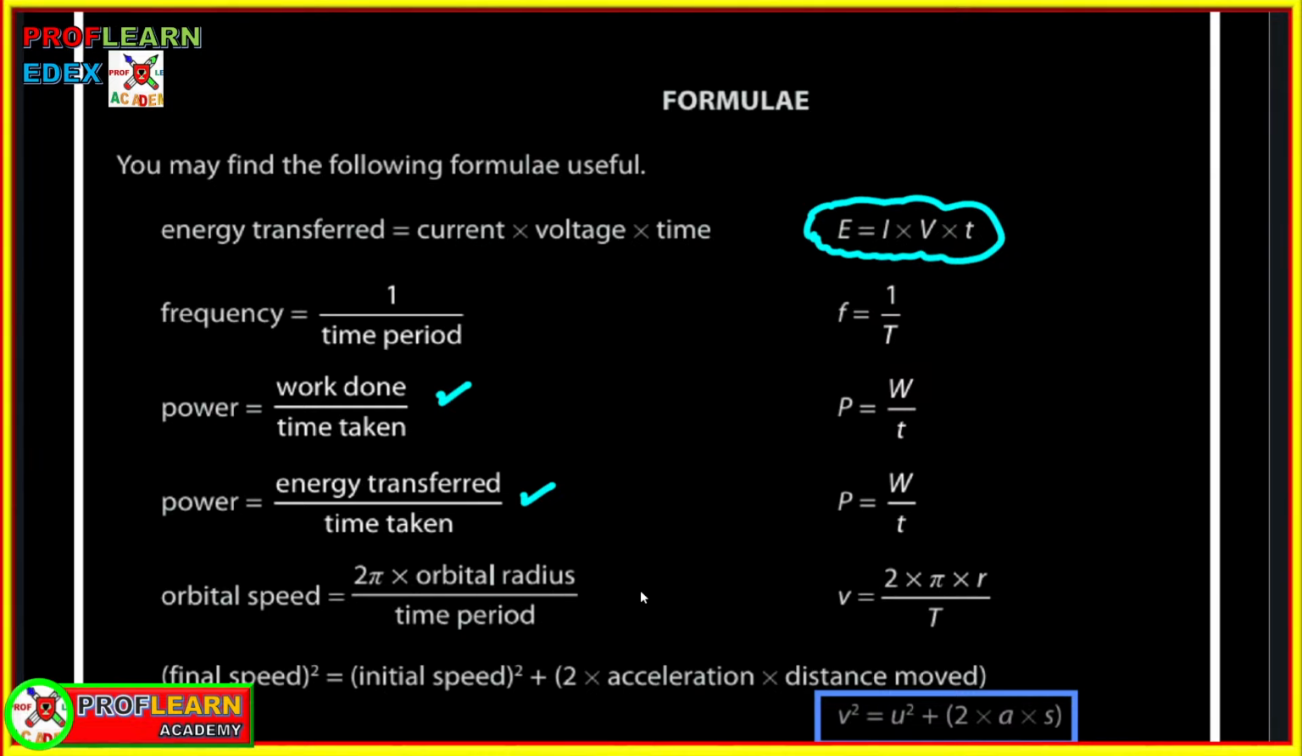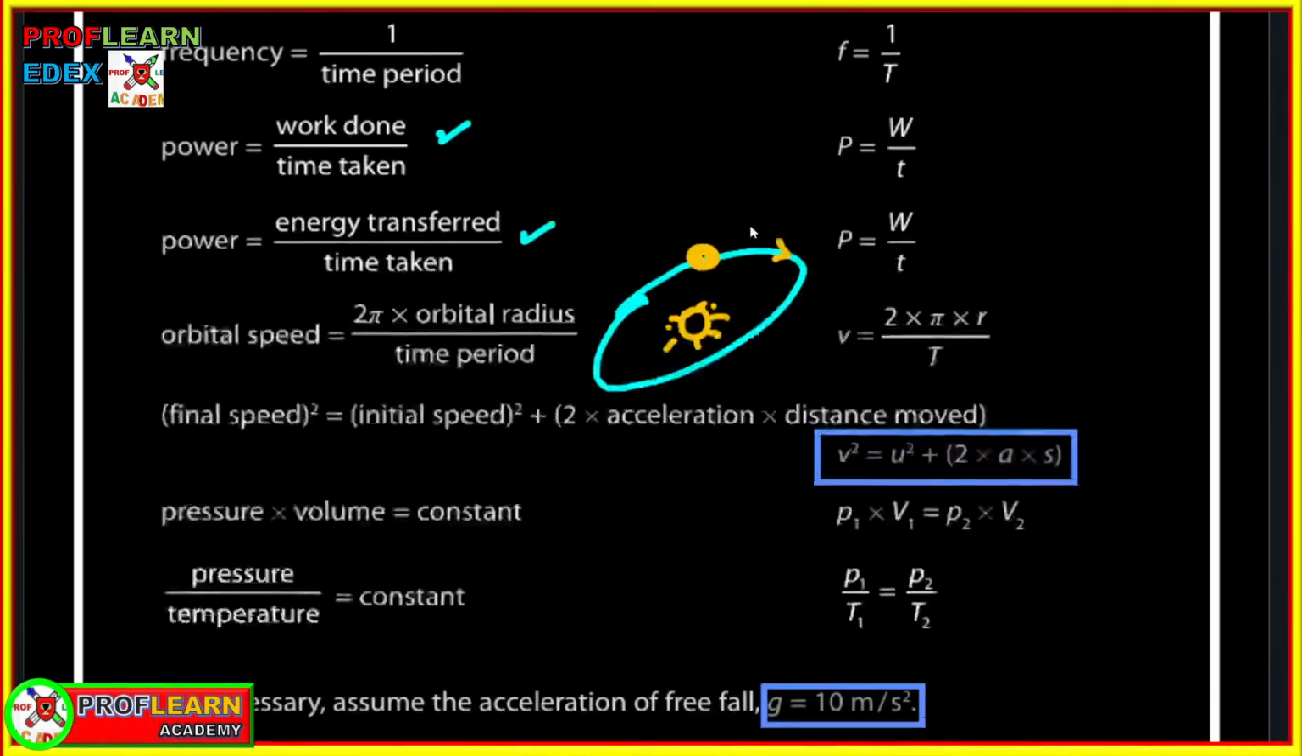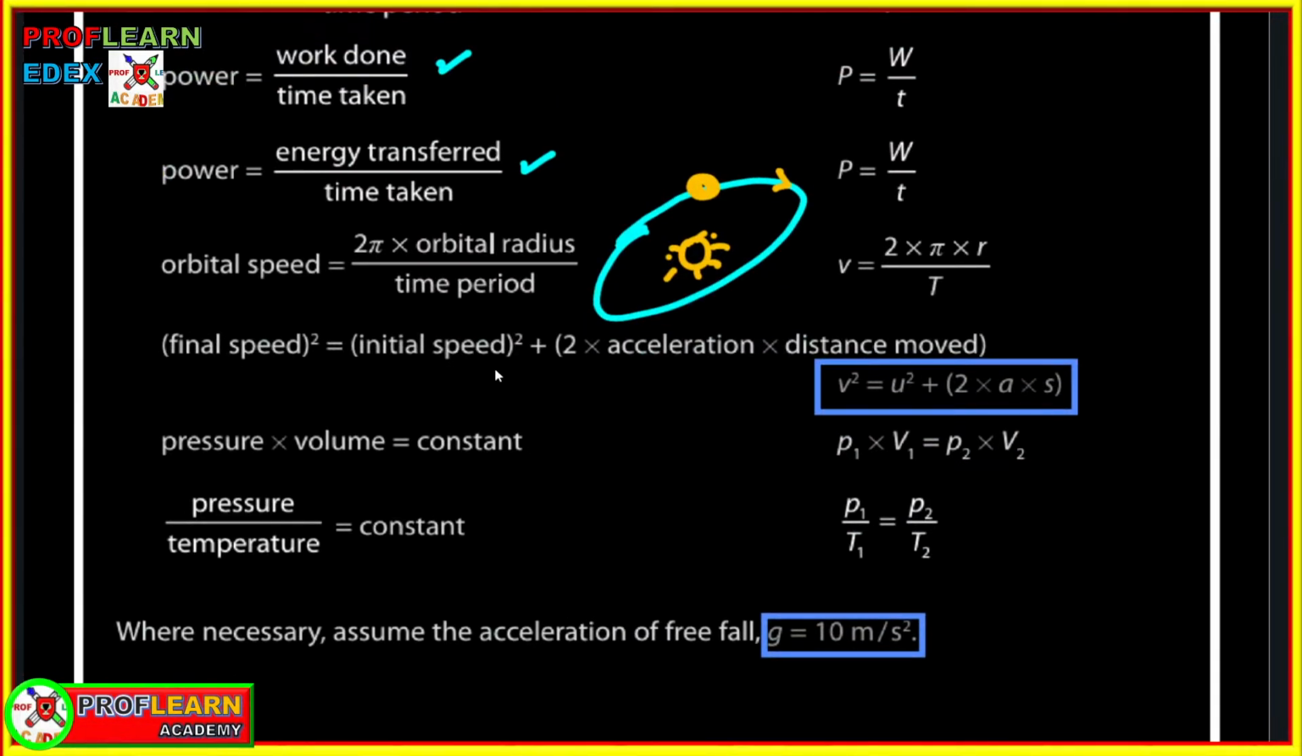And this is motion in the universe. If we are talking about how celestial bodies move around a star, or a sun, we have the sun at the center, and a planet that is orbiting around the sun. We can work out the orbital speed. You need to know the time it takes this object to go around once. You also need to be aware of these speed equations.